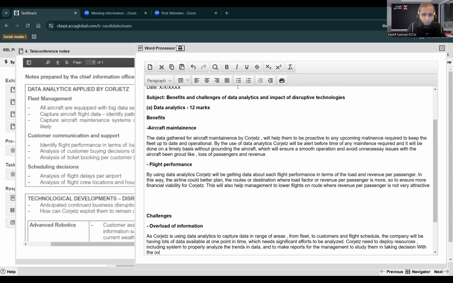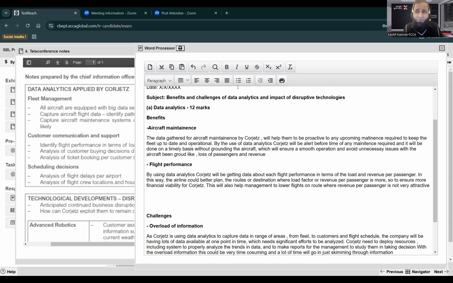With the overload of information, this could be very time consuming, and a lot of time will go in just skimming through the information. So when you have a lot of data, you need proper systems and resources to analyze them. But at one point in time, if you have too much data, it's very difficult to get the right data out of it, and you waste a lot of time.